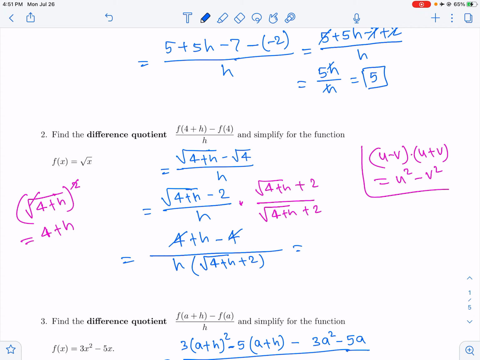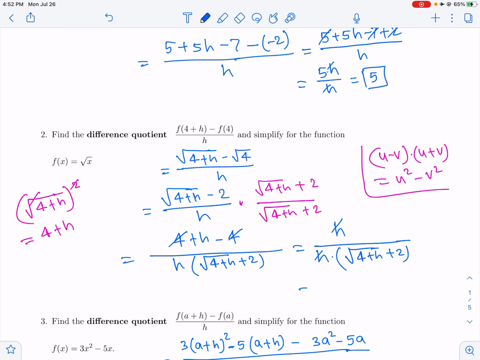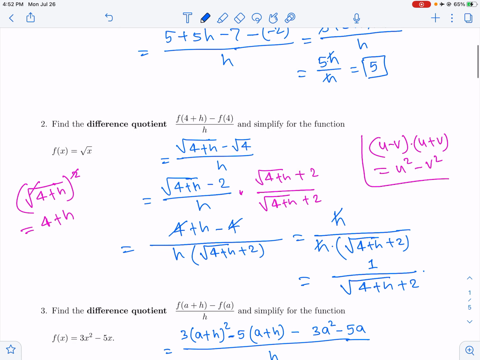Just h survives. h over h times the whole chunk, square root of 4 plus h plus 2. Now h times everything, so we can cancel h from top and bottom. Not 0, 1. So 1 over the square root of 4 plus h plus 2, this is the final answer. Okay, so let's move to the third.